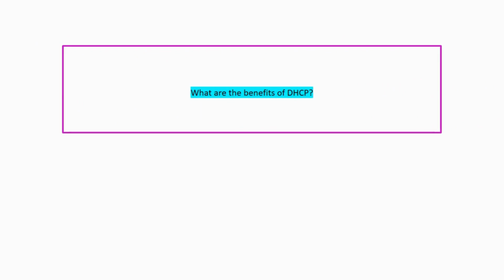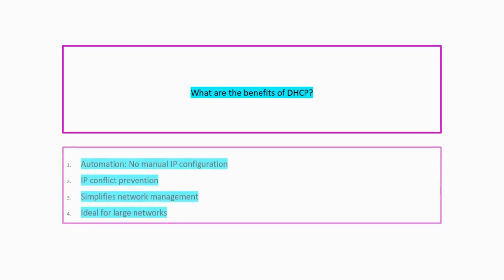Let us now understand the benefits of DHCP. It is an automated process. No manual IP configuration will be required. It helps to prevent IP conflicts, so different devices will not have the same IP. It simplifies network management and it's ideal for large networks.